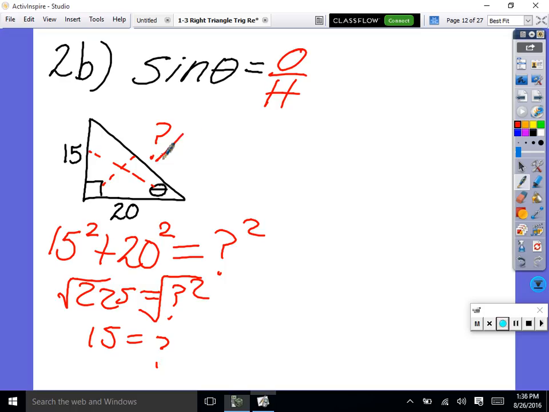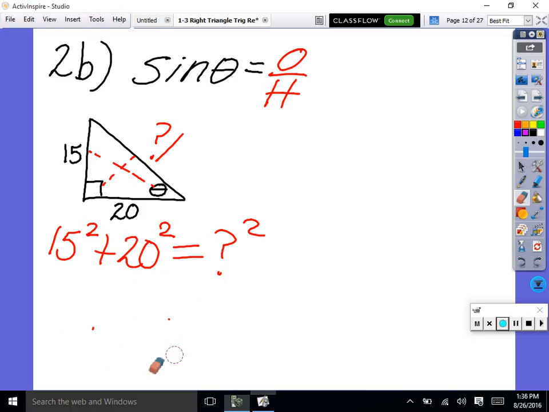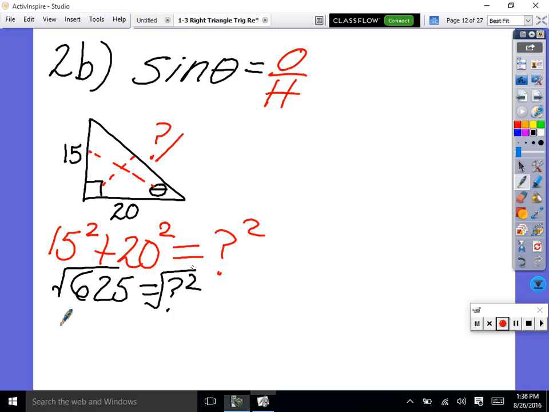So are you sure that's 15? Oh, yeah, you're right, that's not right. Can somebody calculate that for me? The quicker you are, the quicker we get through it. Go. Yep, it's 625. It's equal to question mark squared. Then we would square root both sides. The square root of 625, tell me. It's 25. If we got a decimal, we'd break it down by hand, right? Now we know. So this is 25.